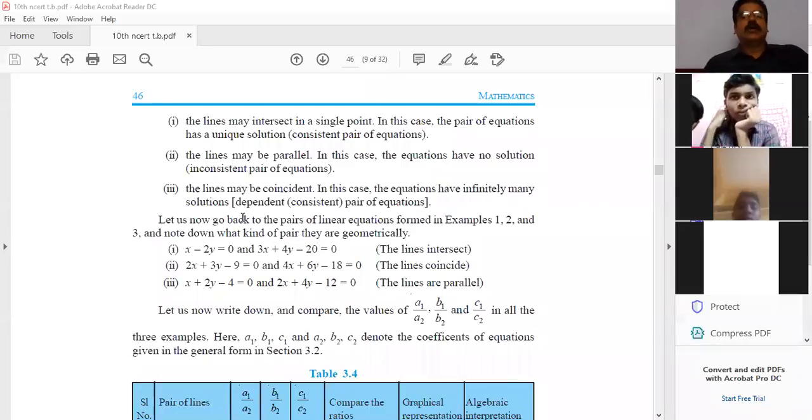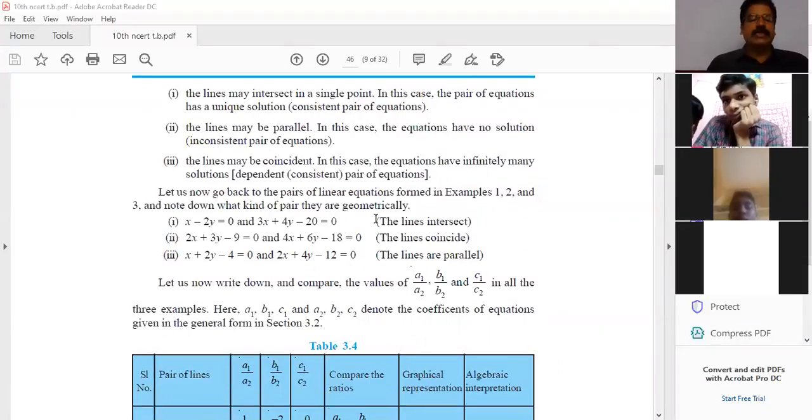Coincident lines have infinitely many solutions. Those equations are called consistent but dependent. For this, we have conditions. Without drawing a graph or solving equations, we can say that just by seeing this.